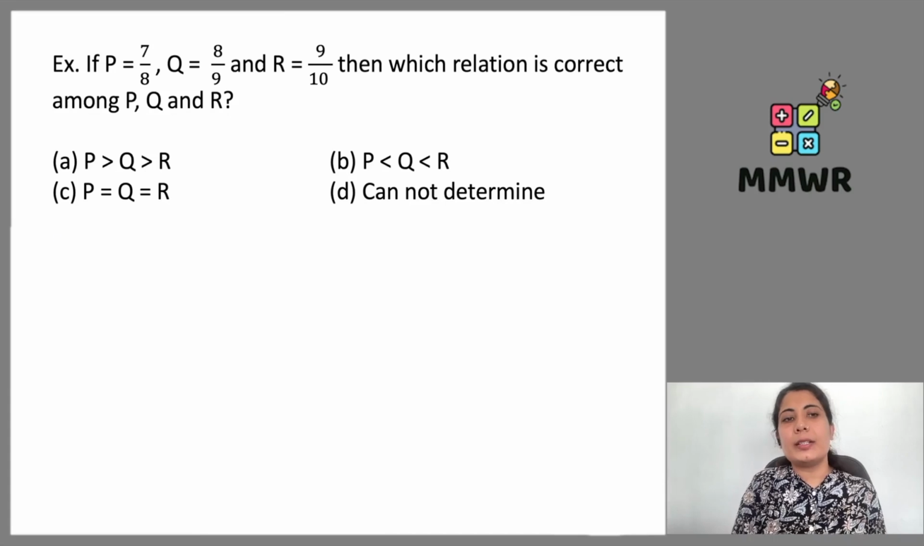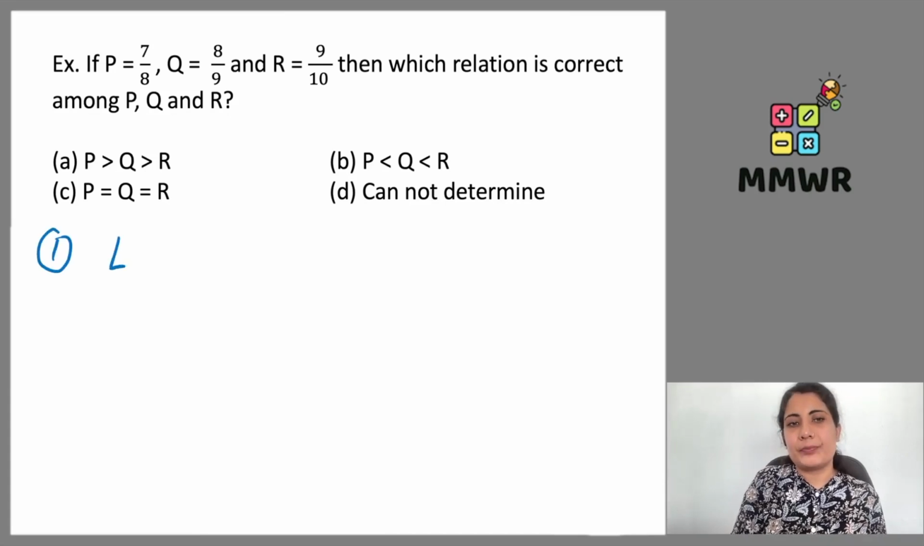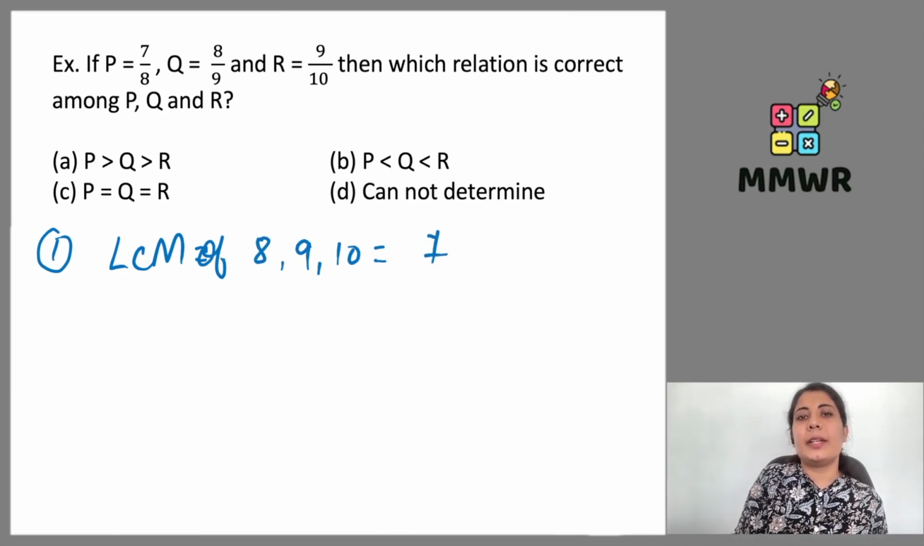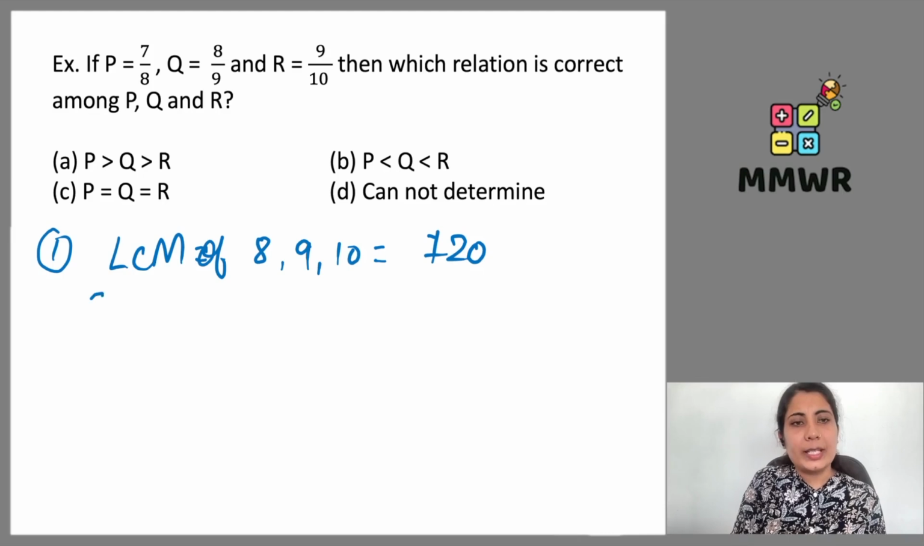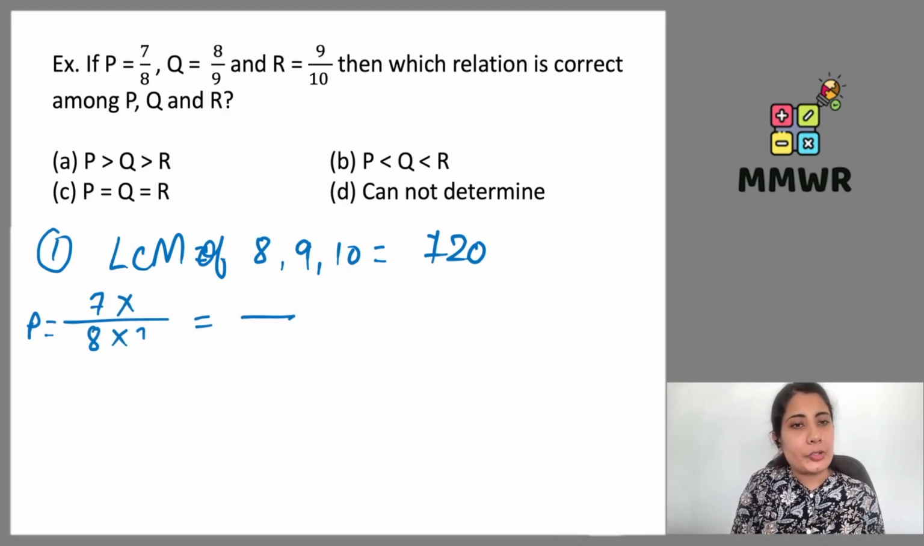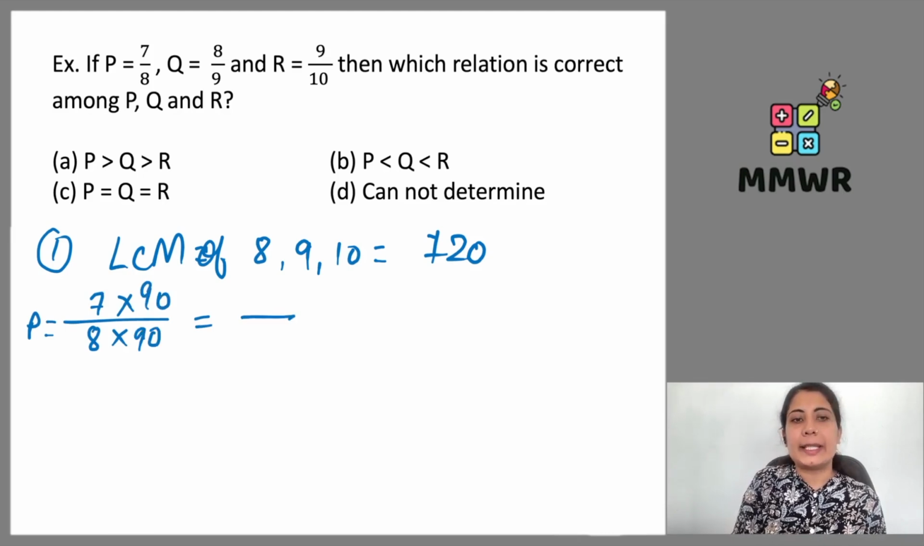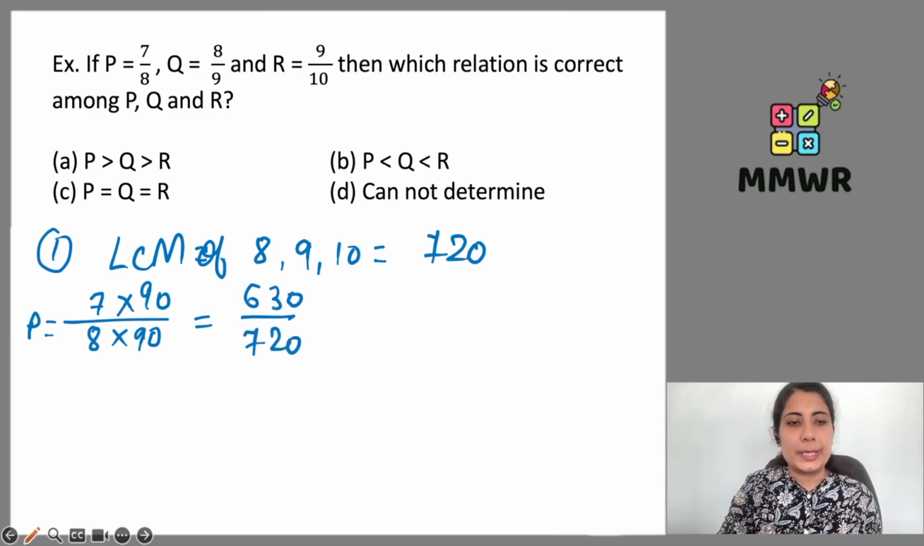So the first method is taking the LCM. LCM of 8, 9, 10. 8, 9, 10 LCM is 720. Let's quickly find out. Value for P is 7 upon 8. I will find the equivalent fraction just by multiplying it by 90. So 630 upon 720. The value for P.